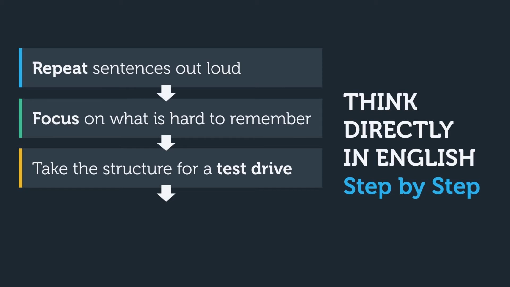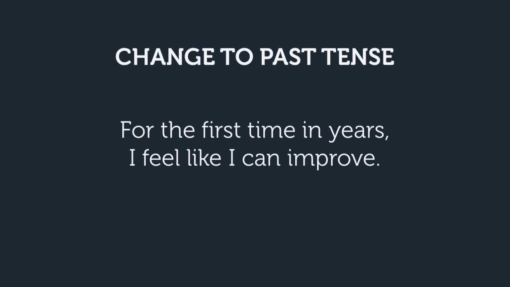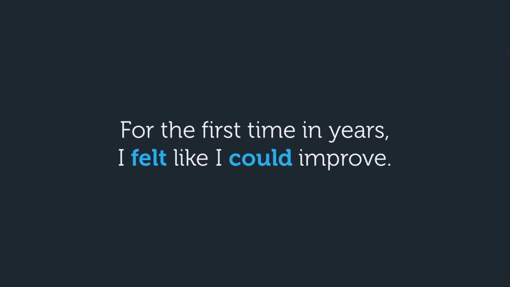With that in mind, the next step after you find a tricky structure is to take it for a test drive by trying it with different verb tenses, subjects, or quantities. How would you change the sentence for the first time in years, I feel like I can improve, if you were talking about an event in the past? For the first time in years, I felt like I could improve.